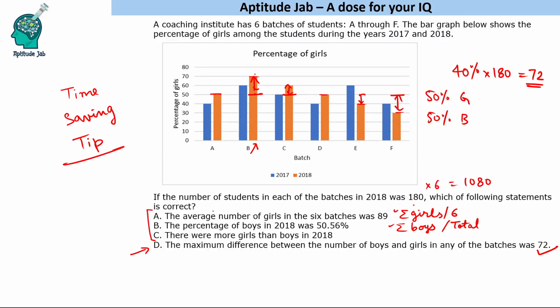So basically the number of girls in the average number is 50%, that is 90. Okay, the percentage of boys will be 50%, and this is not more, both are equal. So essentially by just looking at this graph we can eliminate these three options, right? So obviously this is the correct answer. So instead of calculating the average by finding the numbers, just observe the graph and calculate the average.